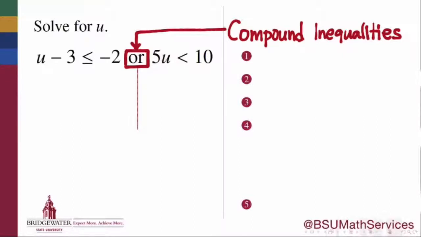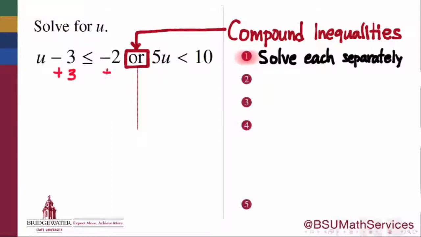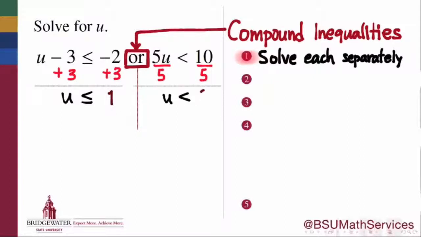The first step to solving a compound inequality is to solve each of the two inequalities separately. To solve the inequality u minus 3 is less than or equal to negative 2, we need only to get the u by itself by adding 3 to both sides. We end up with u is less than or equal to 1. To solve the inequality 5u is less than 10, we need here to divide on both sides by 5, giving us the inequality u is less than 2.